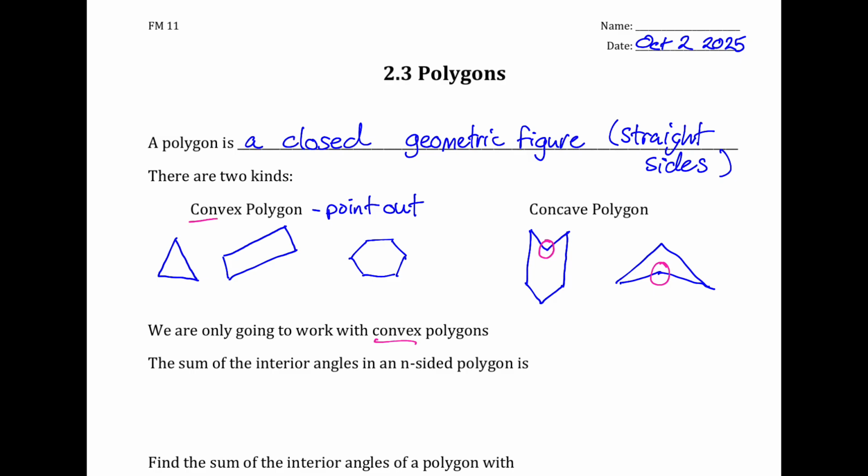But we're only going to work with the convex ones. All the math will be on this style. We won't be doing any math on this style. I was pointing out that they exist because they perfectly exist. But if it's the other way around, we won't be doing math on them.